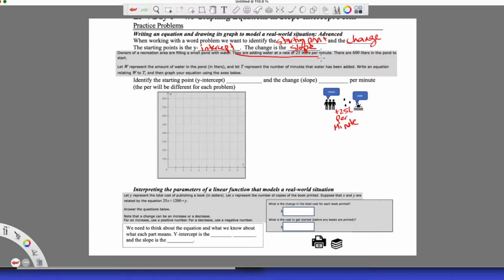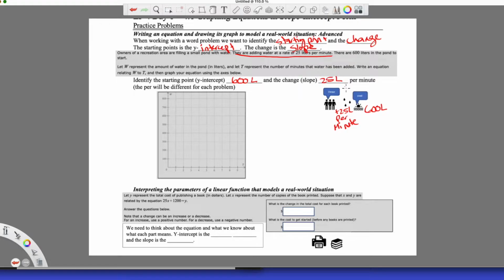The third sentence, there are 600 liters in the pond. So I already know there were 600 liters here to start with. And every minute that they add water, they're adding more and more water. And I know how much more water. They're adding 25 liters every minute. So with this one, identifying the starting point, well, I'm starting with 600 liters, right? And I'm changing by 25 liters per minute.